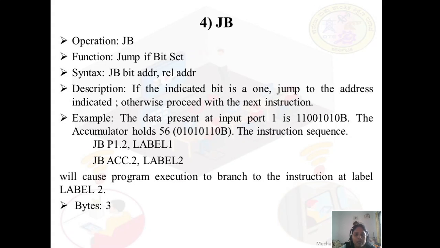When you are using JB, you jump only if the particular bit is 1. But this is 0. That is why it will come to the next instruction. It will not jump to label 1. When it comes here, Accumulator dot 2, comma label 2. So what is the second bit of the accumulator? Here it is 1. If it is 1, then it has to jump to the address of label 2. Okay. But this JB and JNB are 3-byte instructions. The first is your opcode and the next two are the target address.